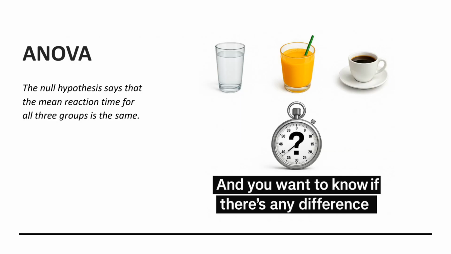Every statistical test begins with a null hypothesis, which represents the idea of no effect. In ANOVA, the null hypothesis says that the mean reaction time for all 3 groups is the same. In simple words, the null hypothesis assumes that drinking water, juice, or coffee makes no difference to reaction time. Our job as researchers is to check whether the data supports this claim or whether we should reject it.